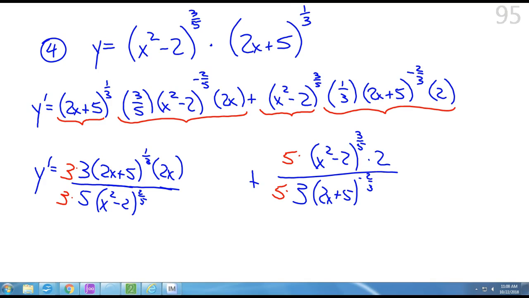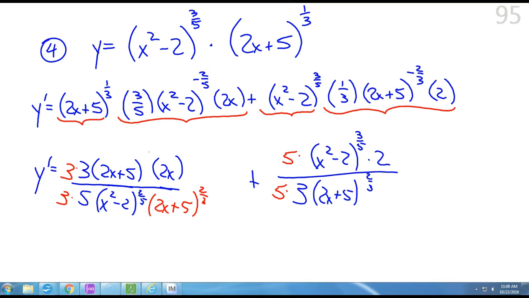Then I gotta worry about the chunks. That should be positive right there. So what chunk do I need over here? 2x plus 5 to the 2/3. Well, if I put 2/3 more of them on top, what's going to happen to that 1/3? It's really just a 1 now, right? I had 1/3 of them up there. I put 2/3 of them more. So now I have just a regular 2x plus 5. So I don't even really need that power anymore.